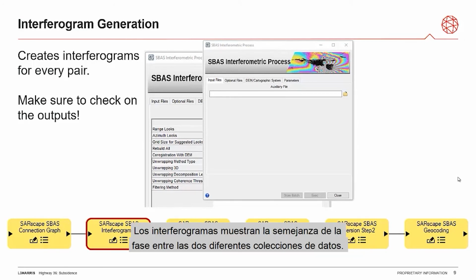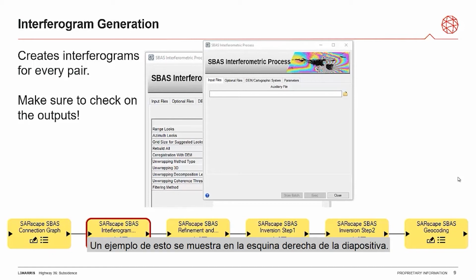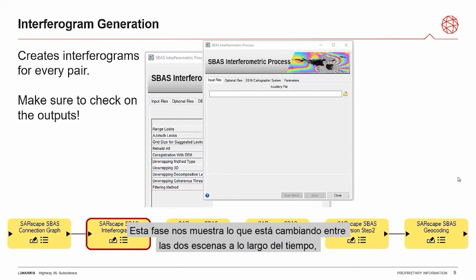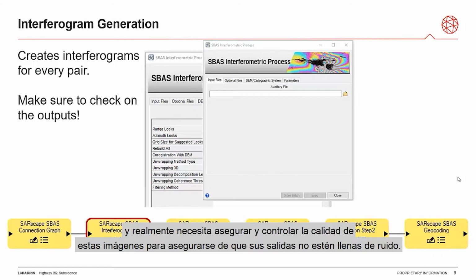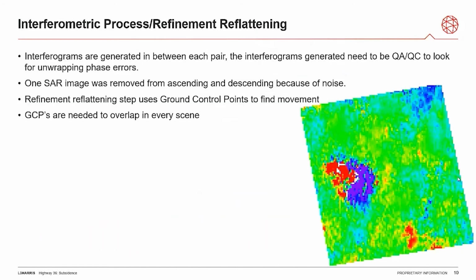Interferograms show the likeness of the phase in between the two different collects of the data. So this is done in between pairs and pairs and pairs and pairs of data until you get a stack of these rainbow-colored interferograms. An example is shown in that little SBAS interferometric process, and it has the rainbow colors there. So this phase is showing us what is changing in the scene in between those two images over time. And you do need to actually QA/QC these to make sure that your outputs aren't filled with noise.